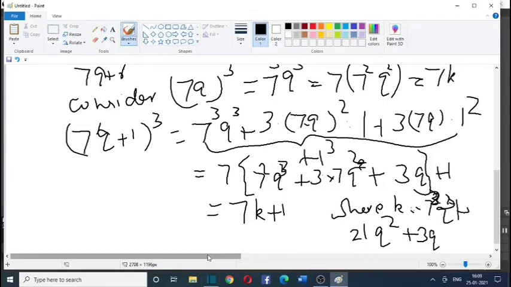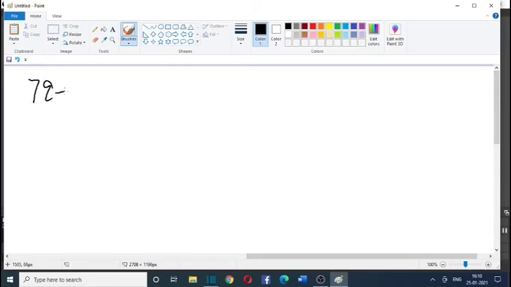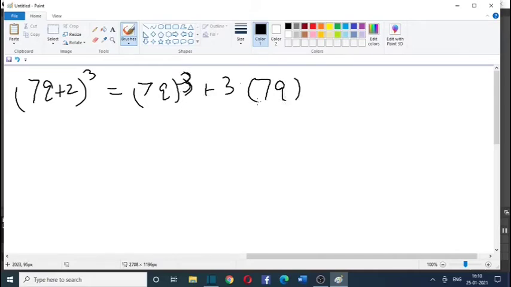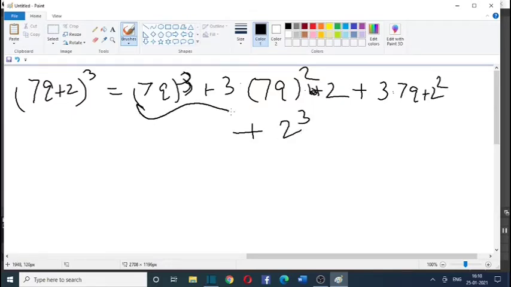Now consider (7q plus 2) all cube, which is equal to (7q) all cube plus 3 into (7q) square into 1 into 2, plus 3 into 7q into 2 square plus 2 cube. So up to these terms, 7 is there, and 2 cube is 8. 8 is 7 plus 1.